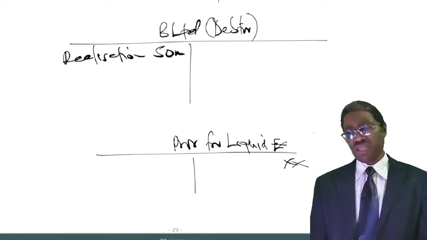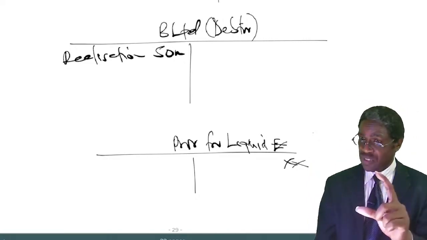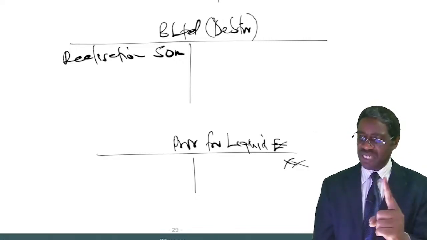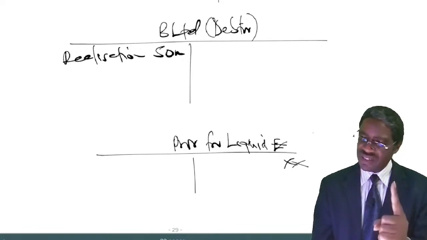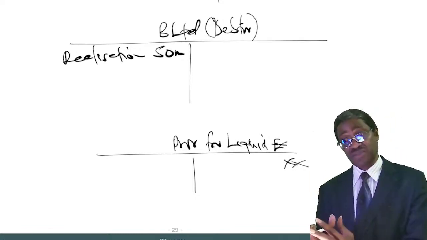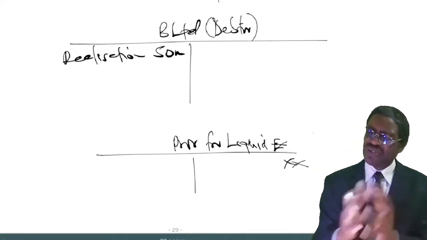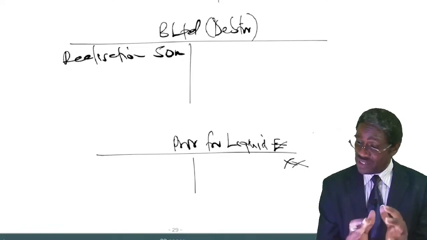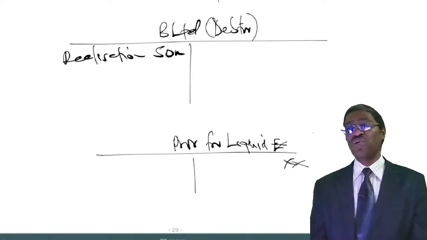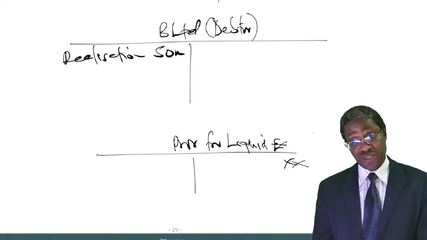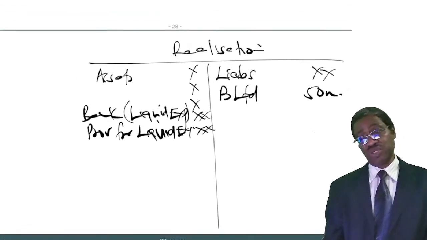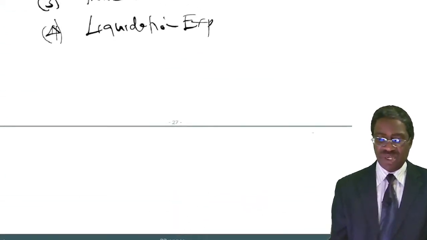That's our entry 4, which says, with the liquidation expenses, if paid by the selling company, debit realization and credit bank. If incurred but not paid by company A, you will still debit realization and you credit provision for liquidation expense. That's our entry 4. Let me go to number 5 now.